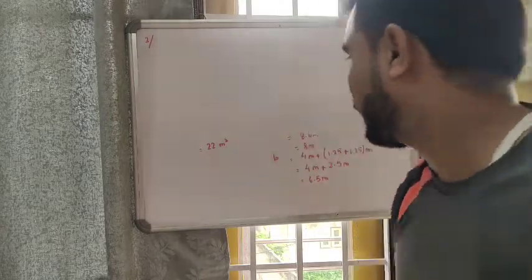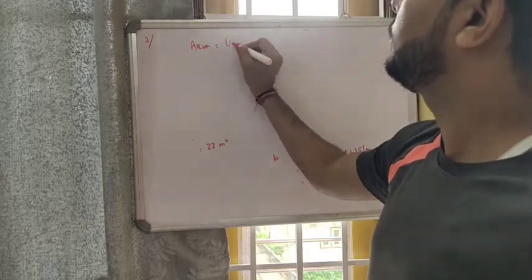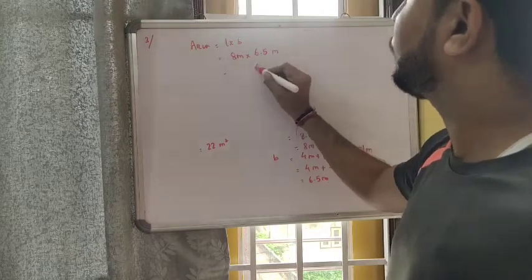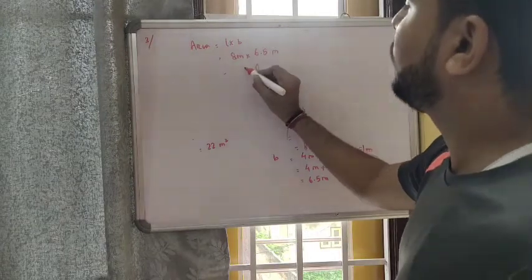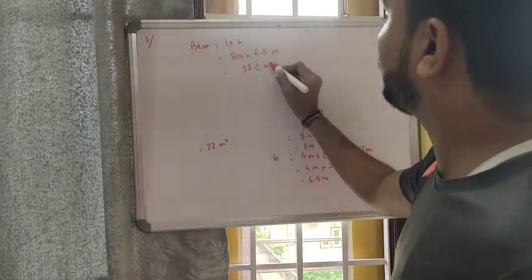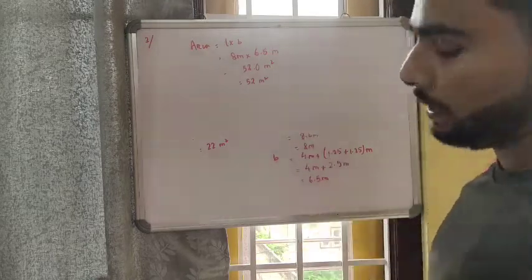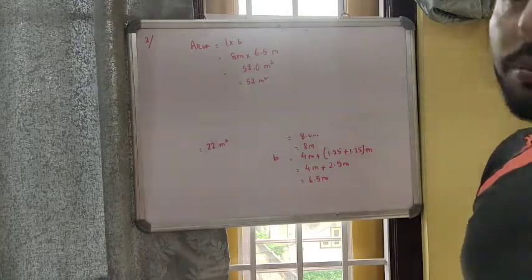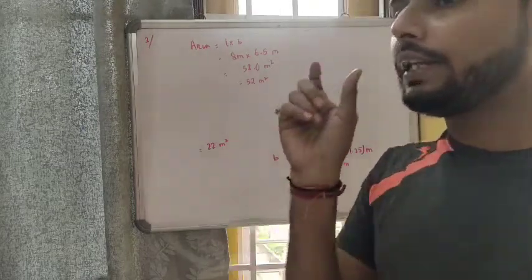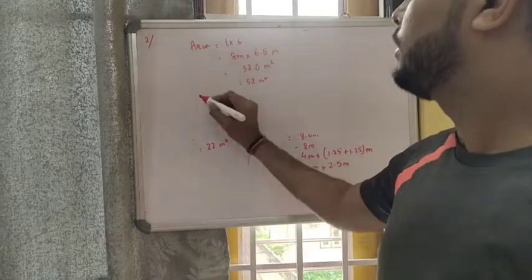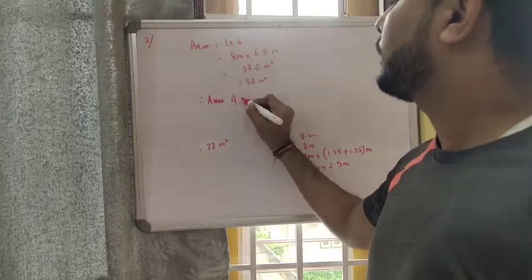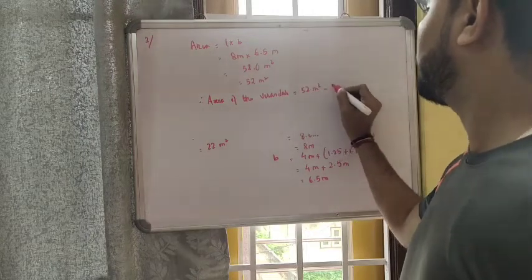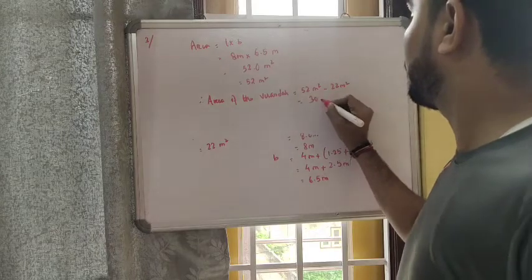So area of veranda including room will be again length into breadth. Length we got as 8 meter, breadth we got as 6.5 meter. 8 into 5 is 40, carry 4, 8 into 6 is 48, 48 and 4 is 52. So 52.0 meter, that is 52 meter square. Now, after subtracting the area of the room from the area of the veranda including the room, we will be left only with the area of the veranda. Therefore, area of the veranda will be equal to 52 meter square minus 22 meter square, that is 30 meter square.